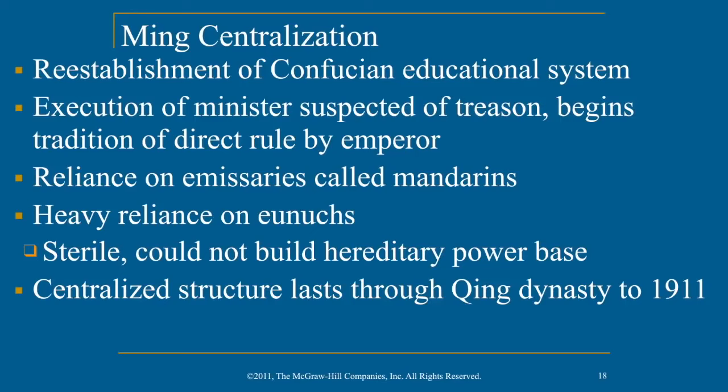Under that process, it's called Ming centralization. We've talked about before, when there is no strong centralized power, regional states pop up. But now that the Mongols have left and there's regional states, the Ming Emperor Hongwu is going to try and bring everyone together under his imperial authority.